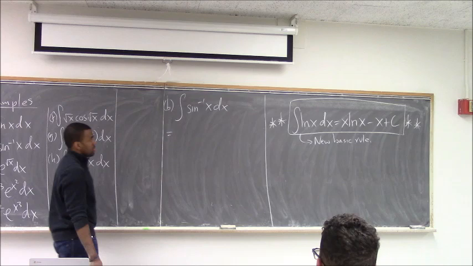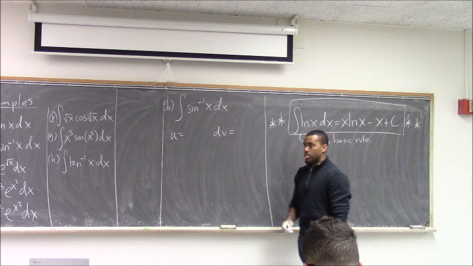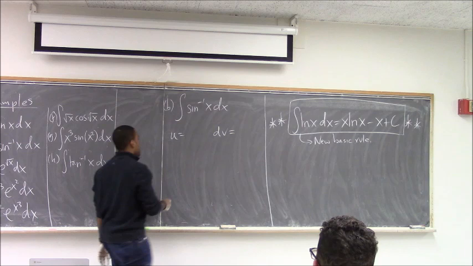Substitution, no, it's not going to work out. So we're going to think of integration by parts. Now I need to choose my u and my dv. And what are those? One for u? Right, same trick. Now you catch me twice. Now obviously I know how to integrate the sine inverse, so that has to be the u.